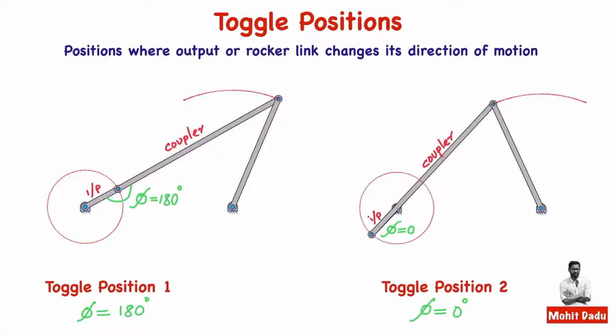So here toggle positions will occur when the input link and coupler come in line, meaning the angle between input and coupler, phi, is equal to 180 degrees. Then you will get a toggle position. Similarly, the coupler and the input link can come in line again when the input link is rotating to this point. The input link will be coming here and the coupler is along the same line, so that the angle between input and coupler, phi, becomes 0 degrees. In that case also you will get another toggle position. So these are the 2 toggle positions where the rocker is changing its direction of motion, and that happens when the input and coupler come in line in these 2 cases.